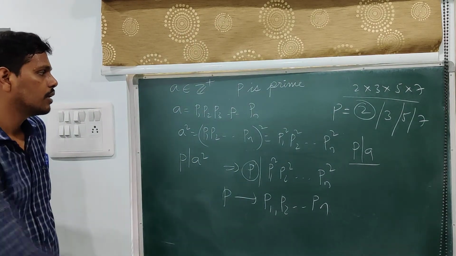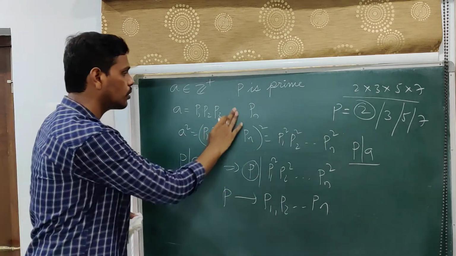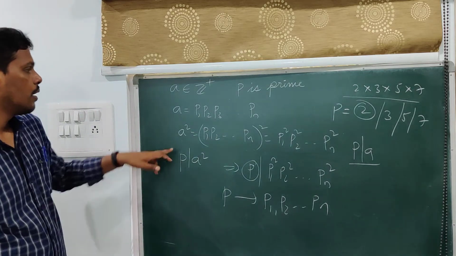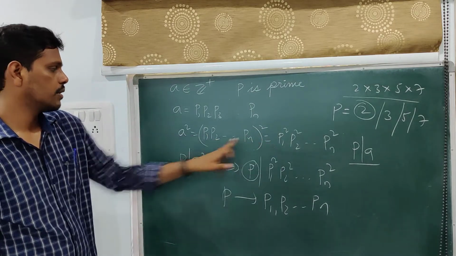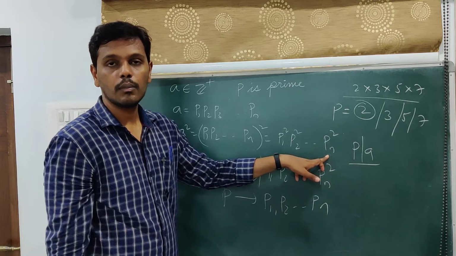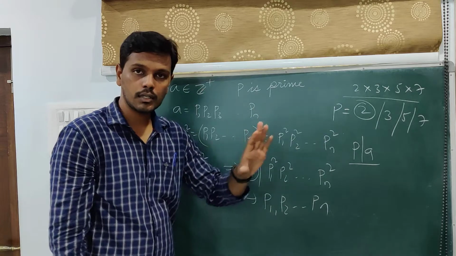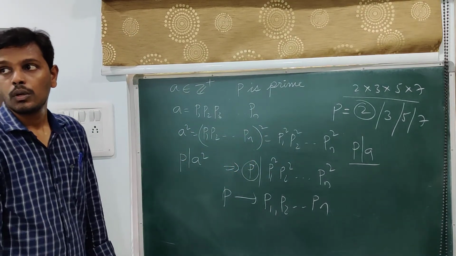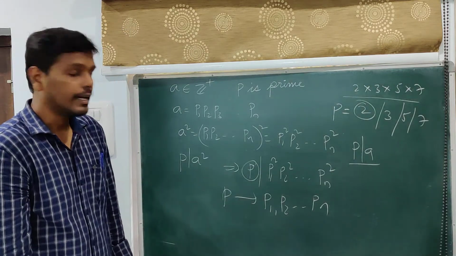Given a composite number, as per the fundamental theorem of arithmetic, you can write it as a product of prime factors. So this is what I have written: P1, P2, P3, and so on, Pn. Now, our focus is on the square, so I have squared it. Now this is the case, and the prime factorization of A square is this. And by the uniqueness part of the fundamental theorem of arithmetic, P1, P2, and so on, Pn are the only prime factors of A square.